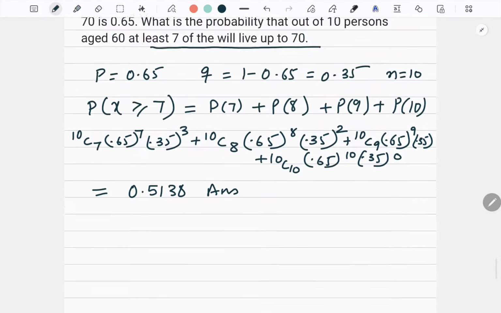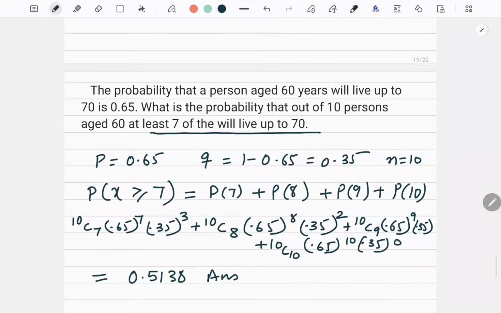Now the next is Poisson's distribution. Poisson's distribution is a limiting case of binomial where n is large and p is very small. So in my next video, I will be discussing Poisson's distribution.